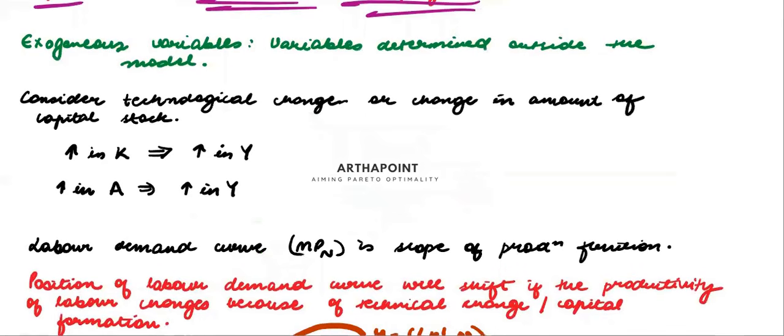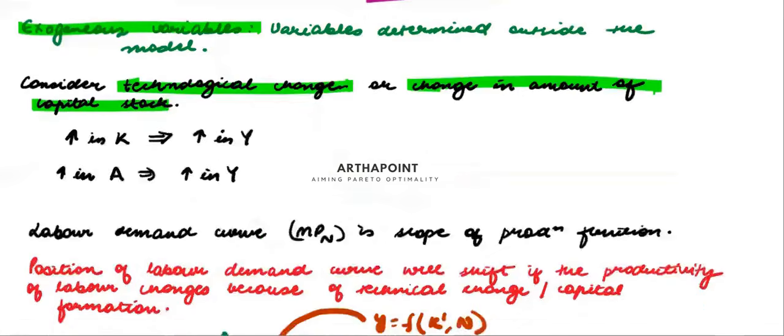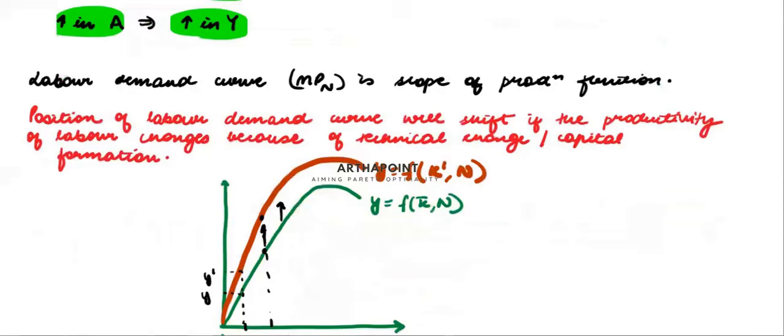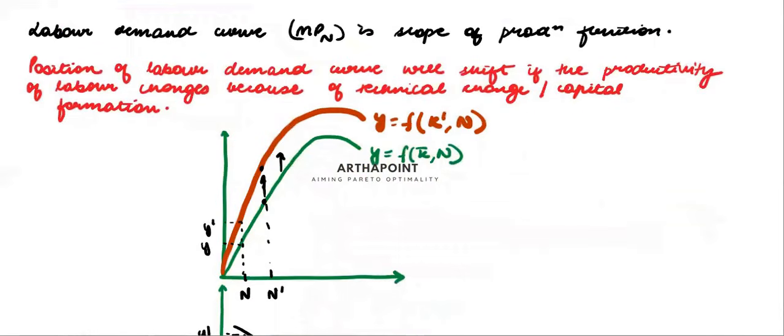Exogenous variables. Now, let's ask what are the variables that are outside the model? Like technological change, that is outside the model. Like change in capital stock, that is outside the model. So just think about this, okay? When there is increase in capital stock, it will increase the output. When there is increase in technology, it will increase the output. Now, this means that initially, if this was my production function, increase in capital will shift my production function upwards, right?